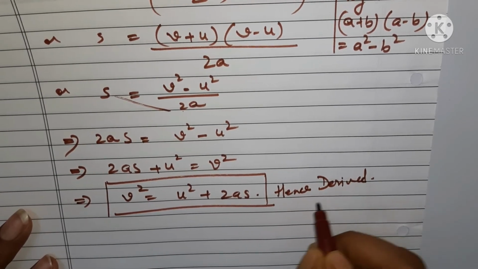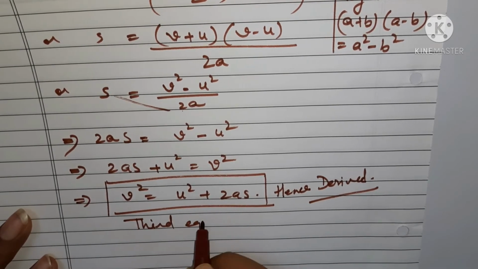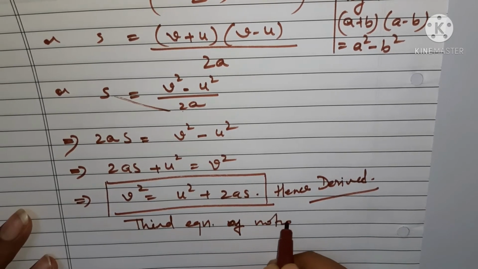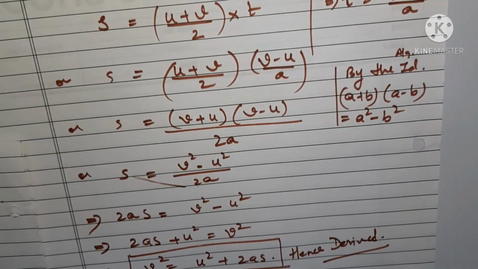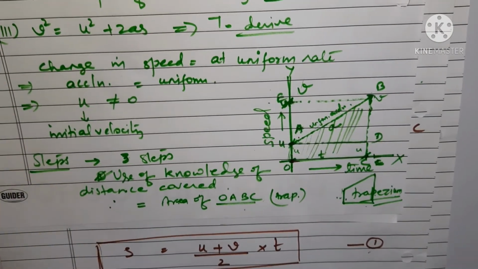What is derived here? The third equation of motion. Understood? Isn't it easy? Simply by using the steps we have done. Do you want to revise? Let us have a quick revision. Let us see what we have done.